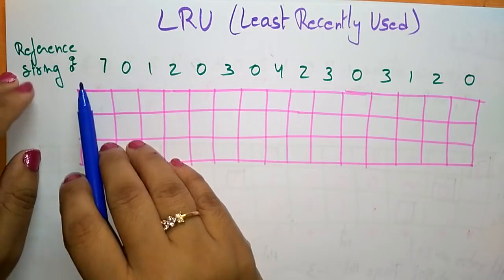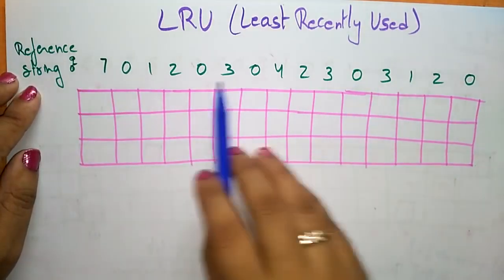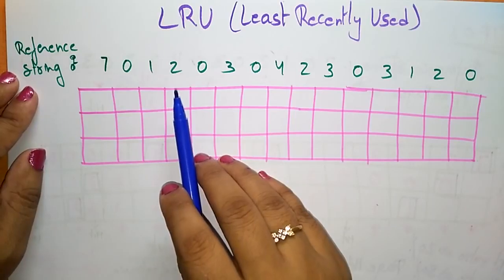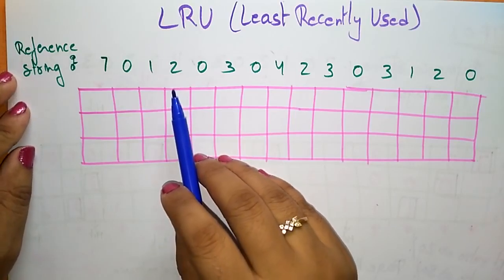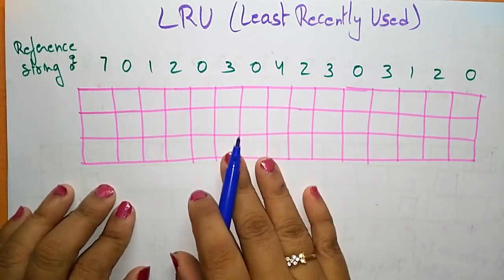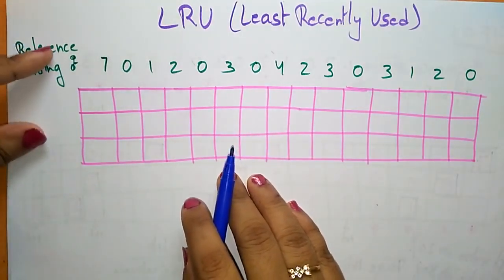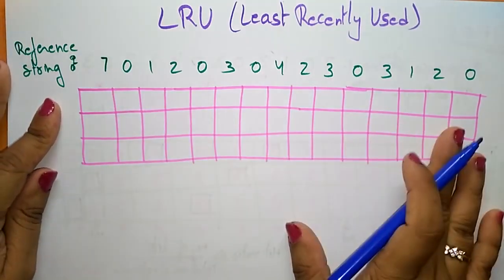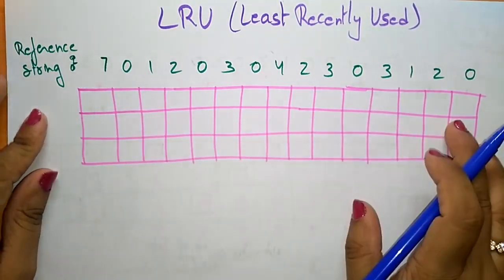Here I am taking the reference string as this. This is a reference string, meaning these are the pages that the CPU is demanding. Let's see how this algorithm will work. At the starting, the main memory, that is the RAM, has free frames. So everything is free.